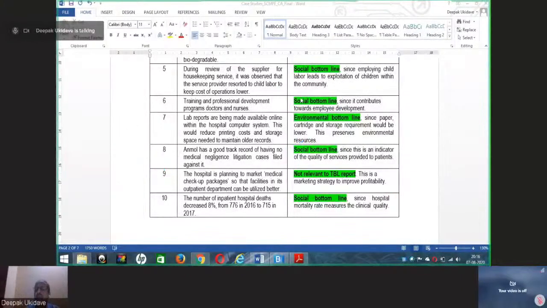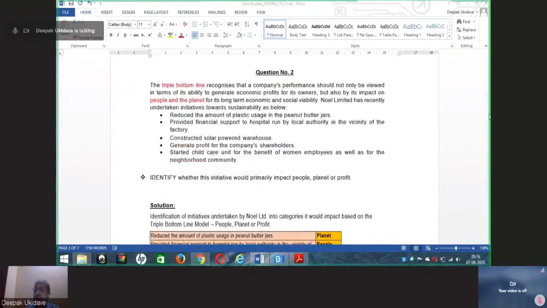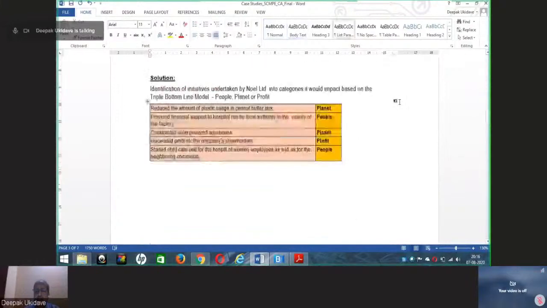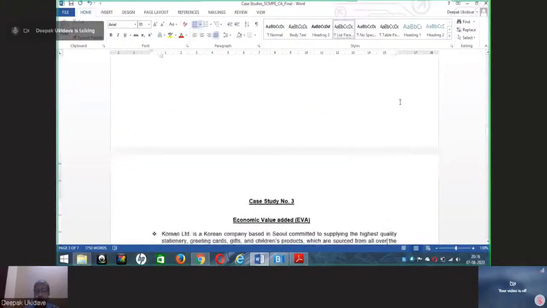I think 2 case studies on triple bottom line are more than enough for you to understand how to approach a question on triple bottom line. We go to the case on this case number 2 we have seen, which is again on triple bottom line, but that was a very small case where you were asked to just write down the areas which are taken care of. We go to case study number 3. It is on economic value added.